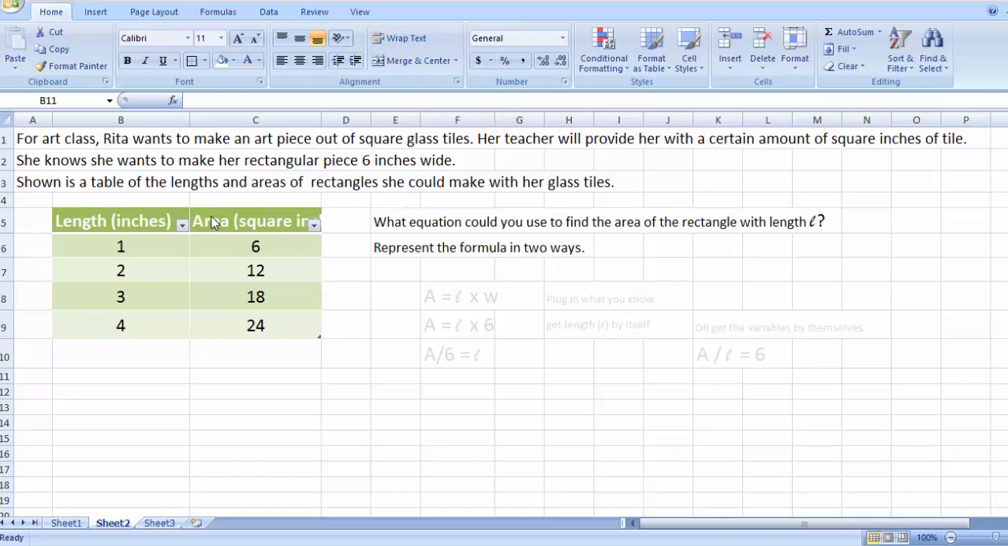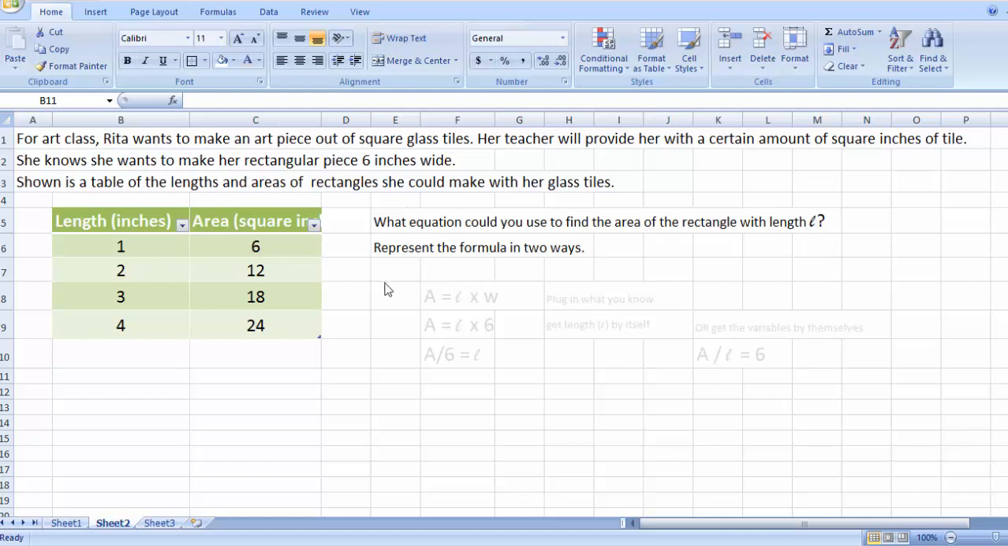Length and area. Length of 1, area of 6. Length of 2, area of 12. Length of 3, area of 18. And length of 4, area of 24. What equation could you use to find the area of the rectangle with length L? Represent the formula in 2 ways.